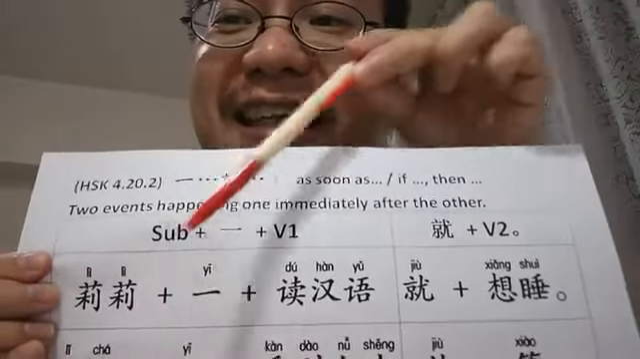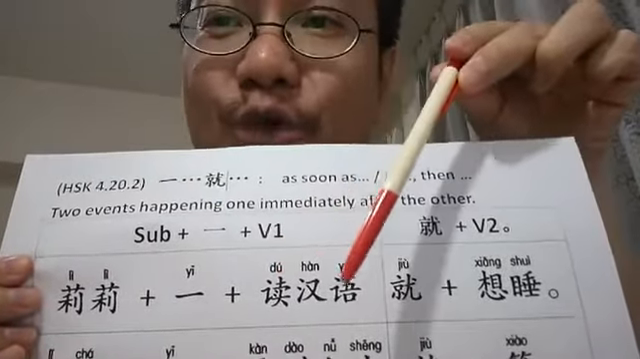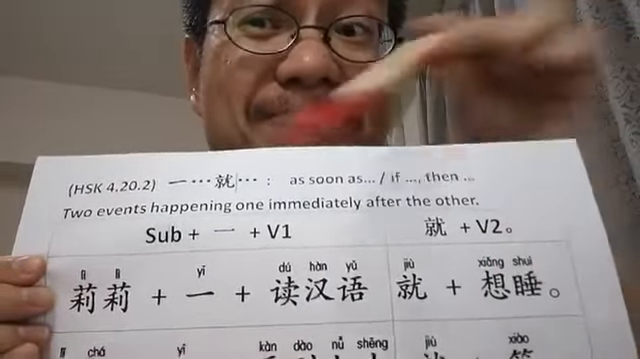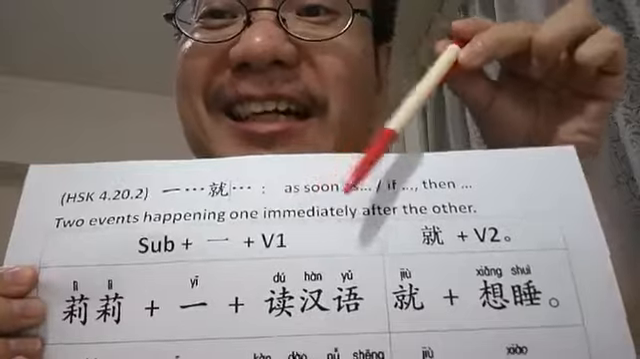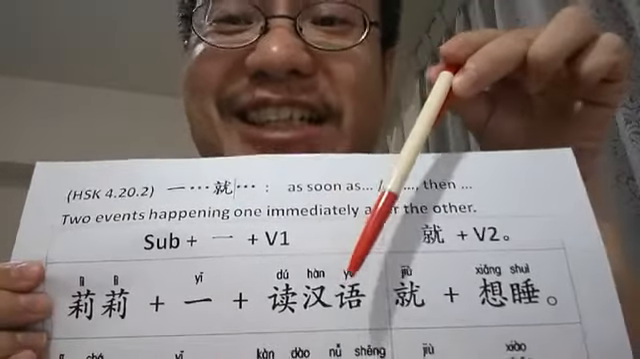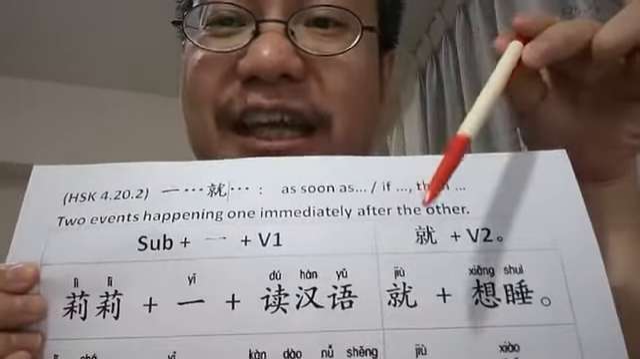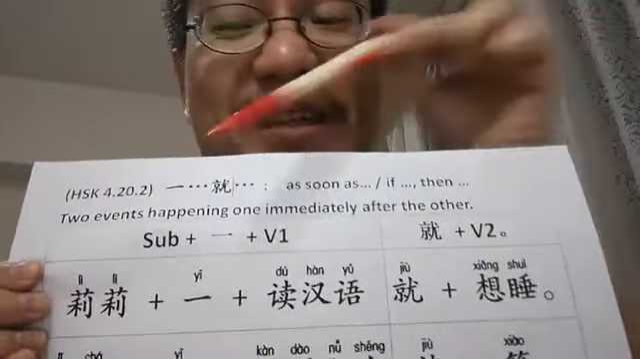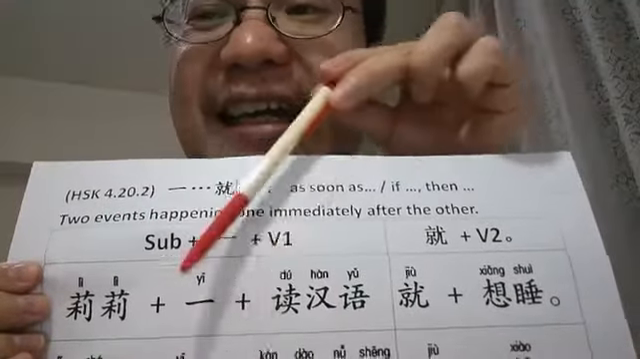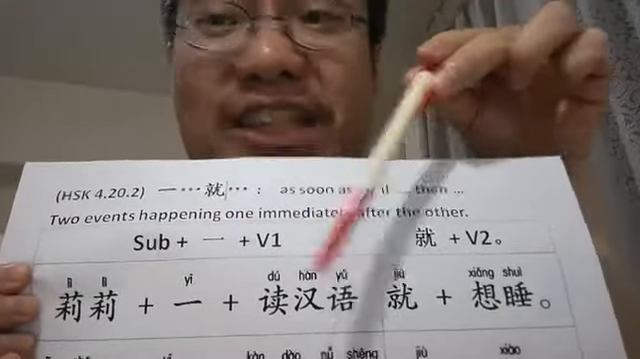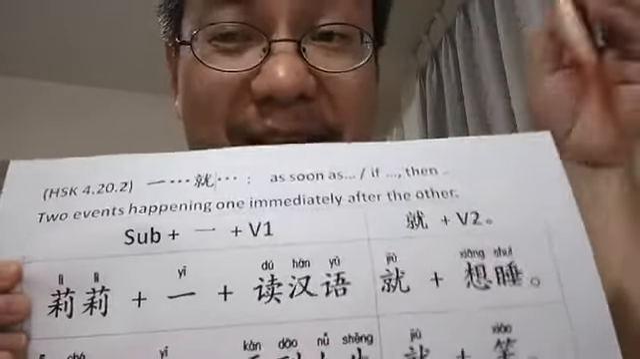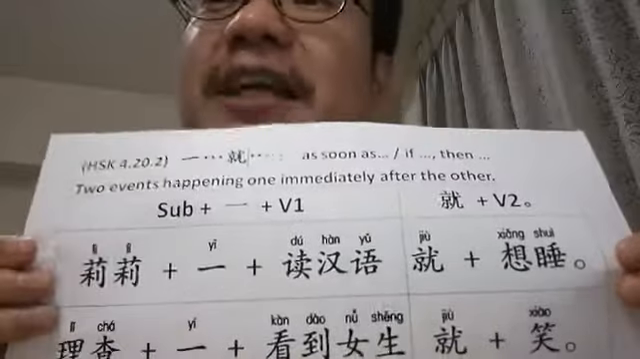So 丽丽一读汉语就想睡. What does it mean? As soon as Lily reads Chinese, then she wants to sleep. So that's the sentence pattern. Let me give you another example sentence. Wait a minute.